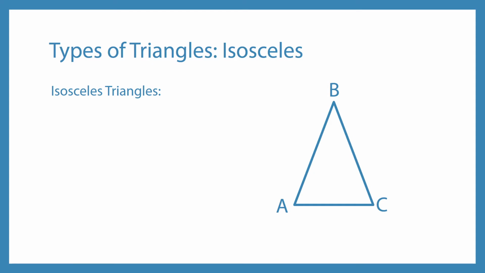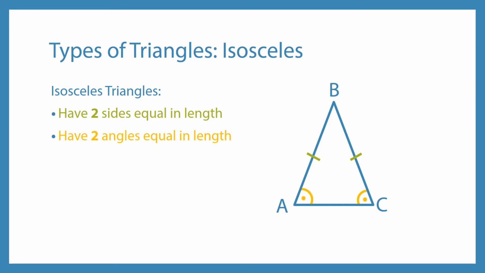Next is our isosceles triangle. In our equilateral triangle, we'd have all sides of the same length. In isosceles, we have two. So in this case, we have AB equal to BC. We have two sides that are equal in length. And an equilateral had three angles that were the same. Isosceles is going to have two angles that are the same. Again, you just have to find two sides or two angles that are the same, and you'll know it's an isosceles triangle.